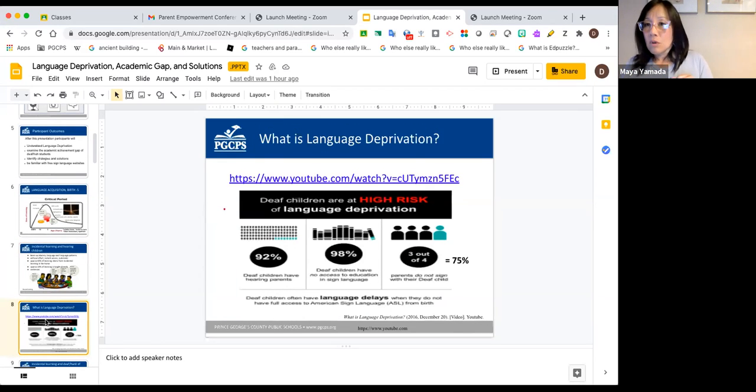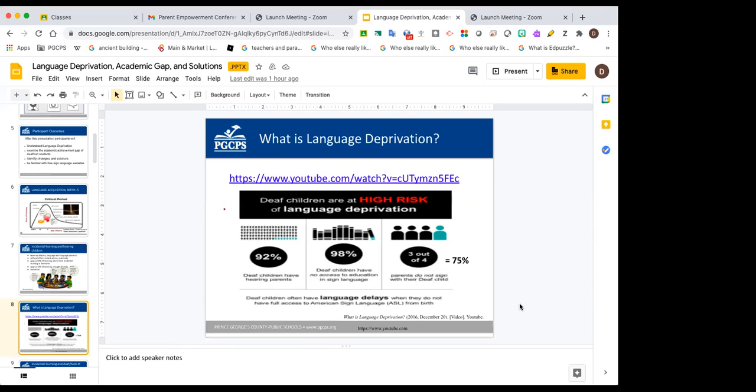Okay, so hold on, I have to look for the interpreter. Okay, so how many of you have heard the term language deprivation? I can't see the chat, but if anybody wants to just voice it, I can see it in the captions. So there are a lot of folks that are saying in the chat that, yes, they've heard of that term.